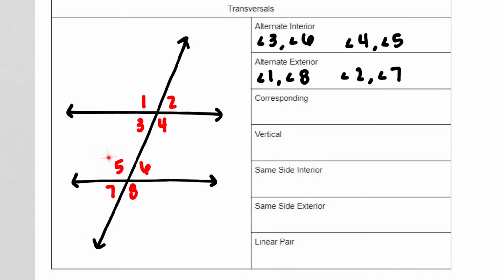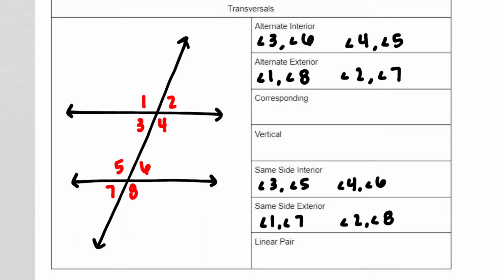So one example you have is angle 3 and angle 5. And another pair that follows that same rule is angle 4 and angle 6. We also have same side exterior, so on the same side of this transversal but outside of the parallel lines. So those examples are angle 1 and angle 7 and angle 2 with angle 8.